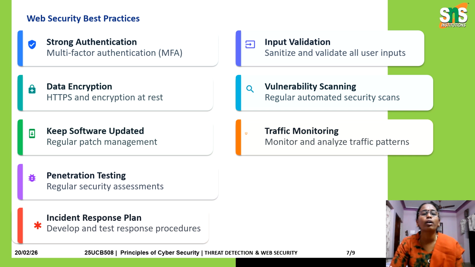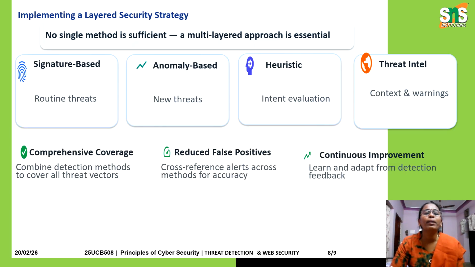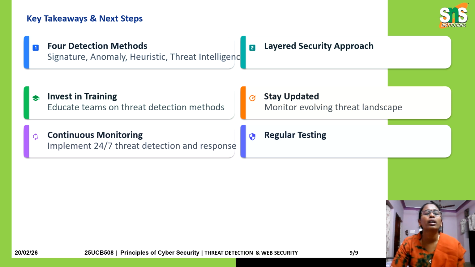These kinds of good practices have to be followed to avoid threats in the network and also on personal PCs. For the implementation of layered security strategies, no single method is sufficient. A multi-layered approach is essential. Whether signature-based, anomaly-based, heuristics, or threat intelligence, we need a combination of at least two types of threat prevention, or even more than one.